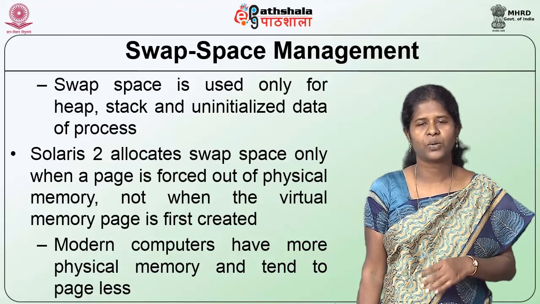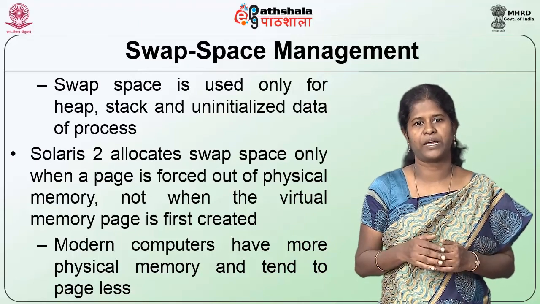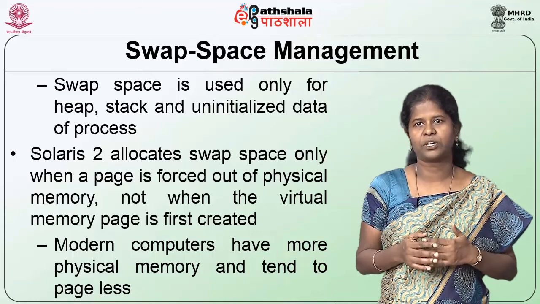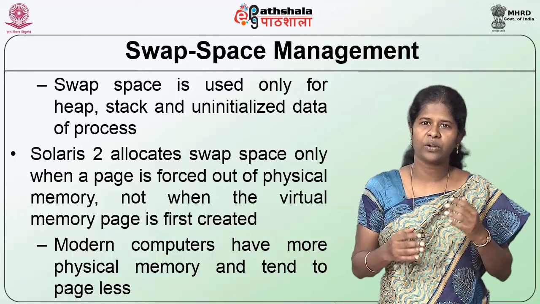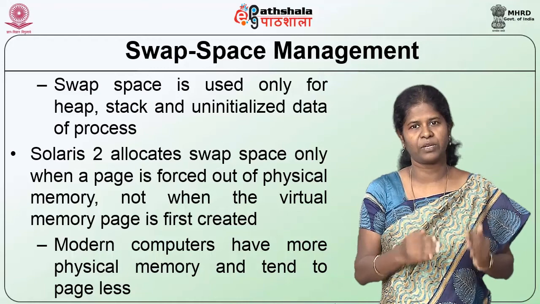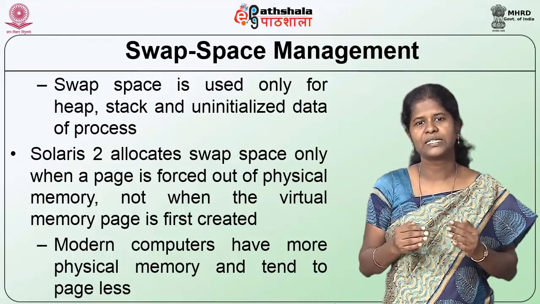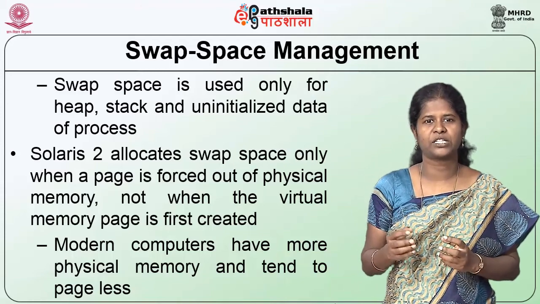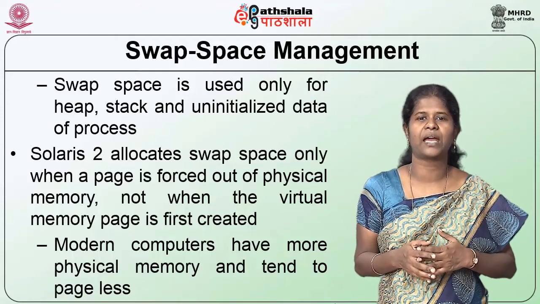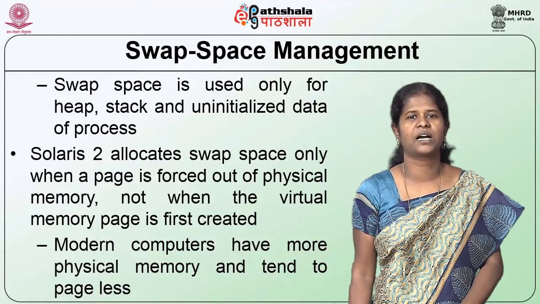And Solaris 1 will maintain swap space only for the data region, because the data region will vary over time. So, if you need to move out a data region from the main memory to the secondary storage, it will be put in the swap space. So, this will maintain information in the swap space only for the heap, the stack, and uninitialized data of the process.